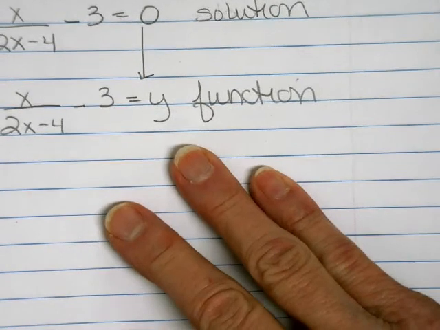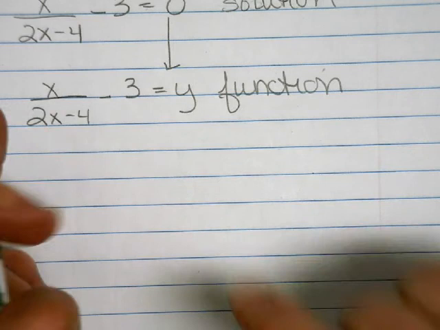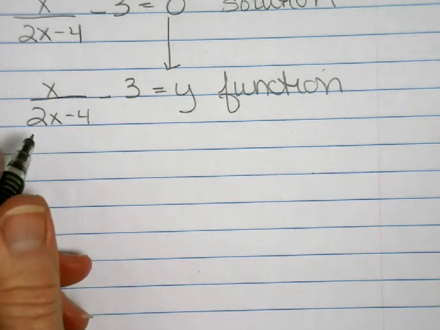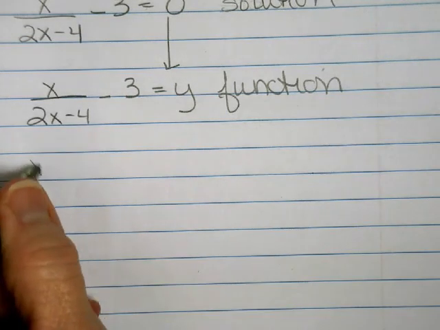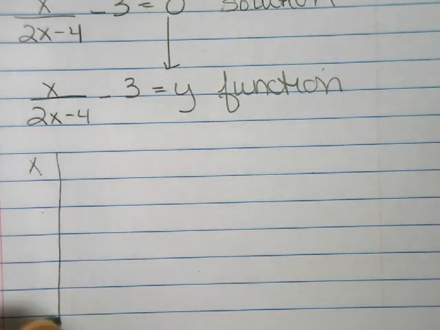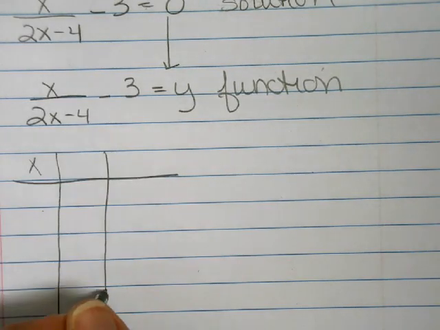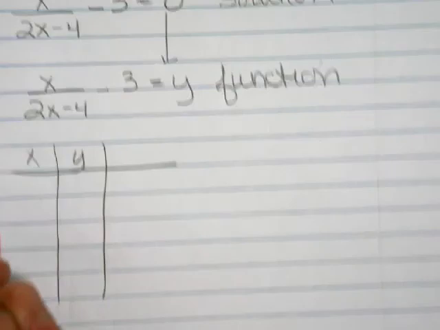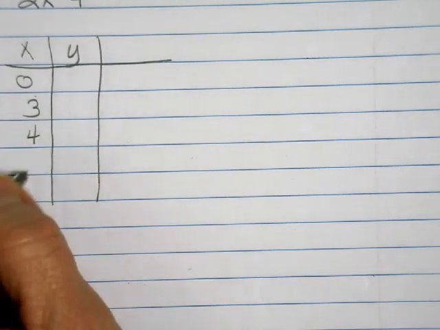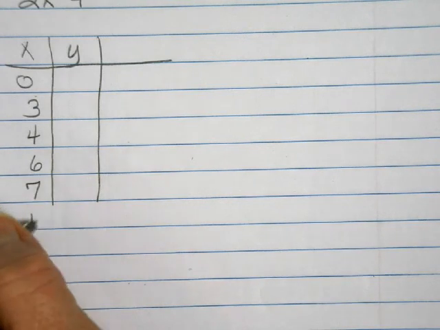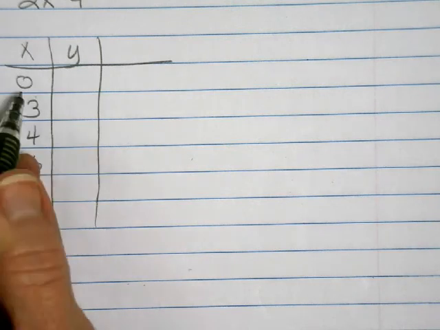I want to know what's the pattern for all the real numbers. If I'm given this function, what's the output? Not just the solution, to be able to do the graph. So they gave us a table with the x inputs. We're going to find the outputs and then write them as ordered pairs. They're whole numbers: 0, 3, 4, 6, 7, and 12.